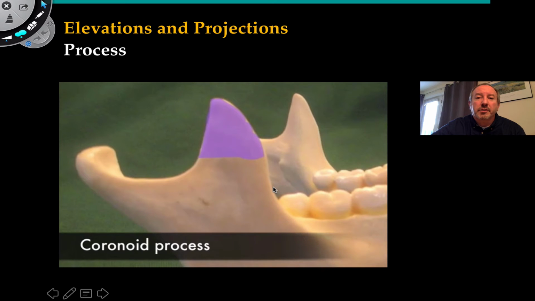Just to show you a different location in the body, your jawbone or your mandible has this coronoid process right in here. So it's a projection or an elevation, coronoid process in the mandible.